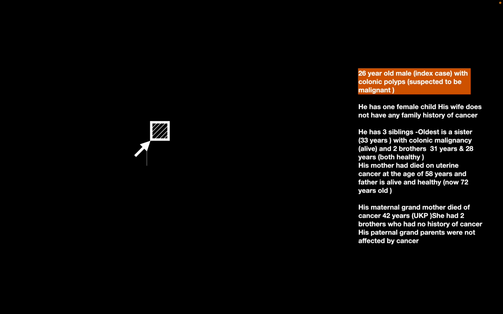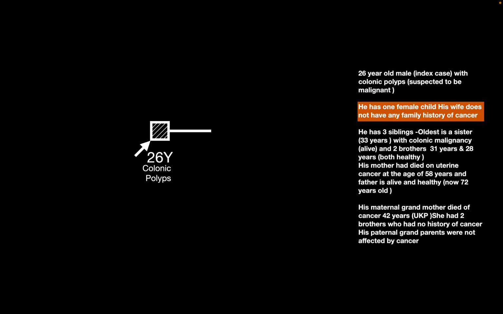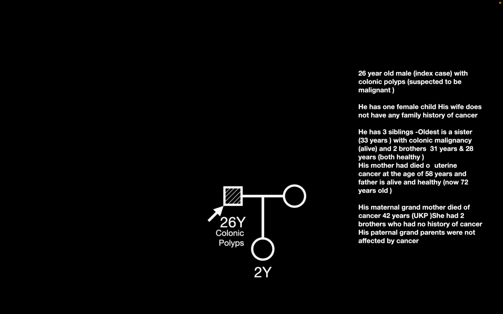This is the story of a 26-year-old male whom we call the index case. So everything is with reference to this index case, and this is represented by an arrow to the left of the box. So in our case, it's a male, that's a square, and since the patient has colonic polyps which are suspected to be malignant, it is indicated by diagonal lines in the box. Now this individual is married. His wife doesn't have any family history. They have a female child who is 2-year-old.